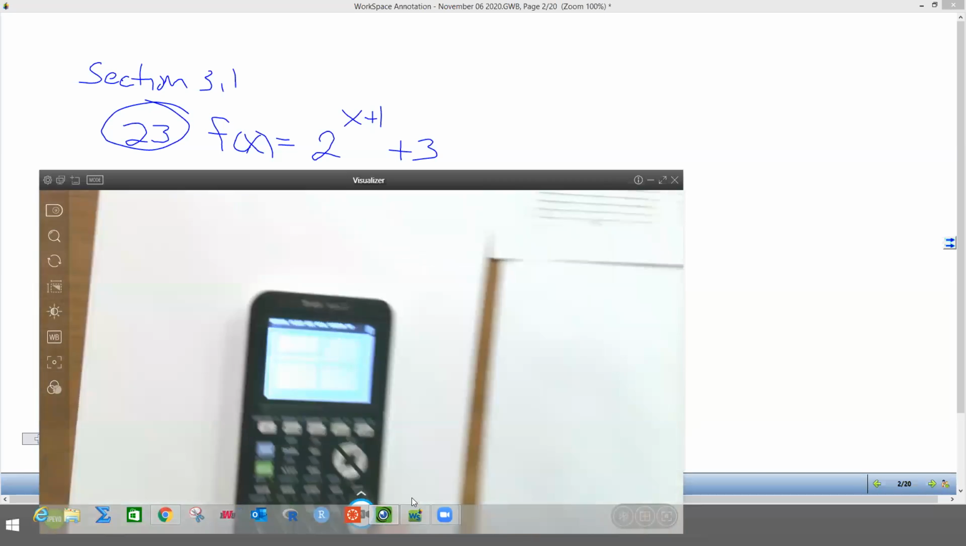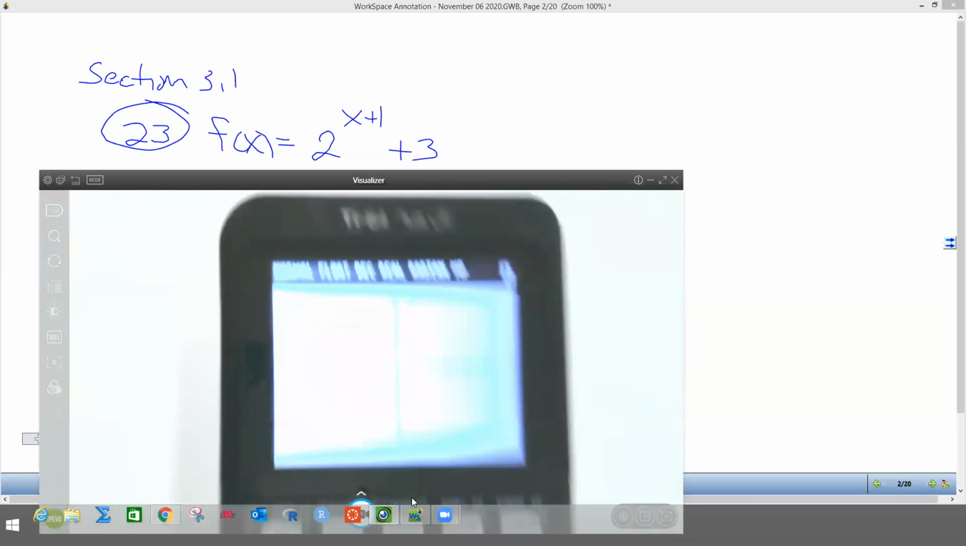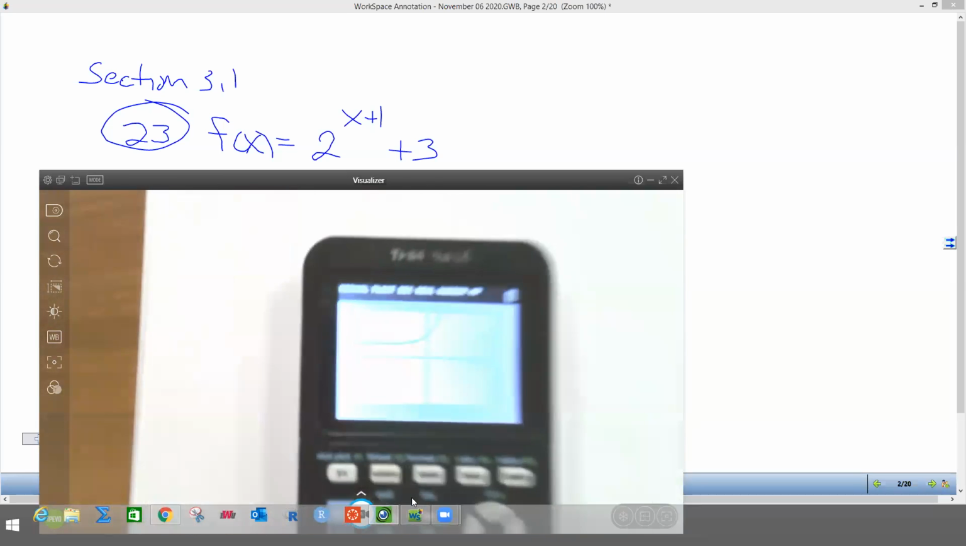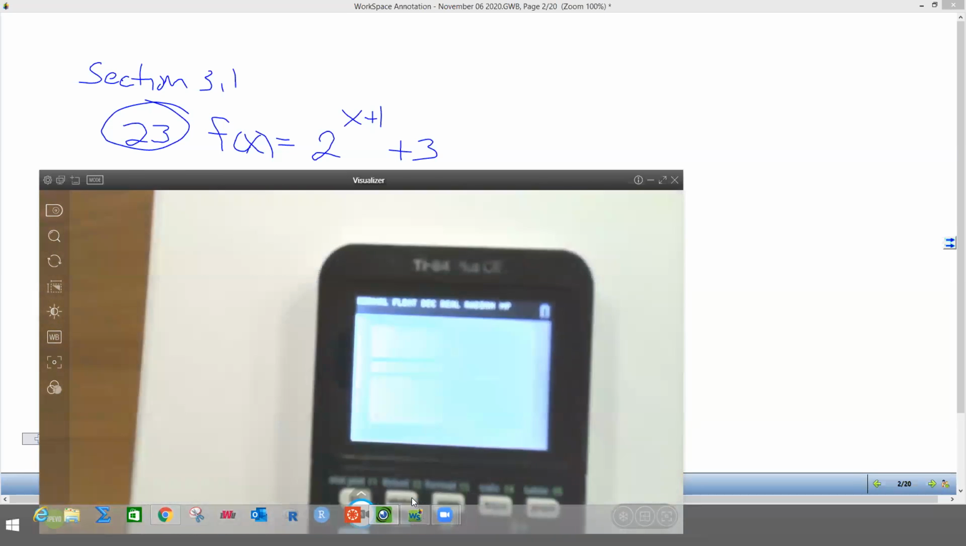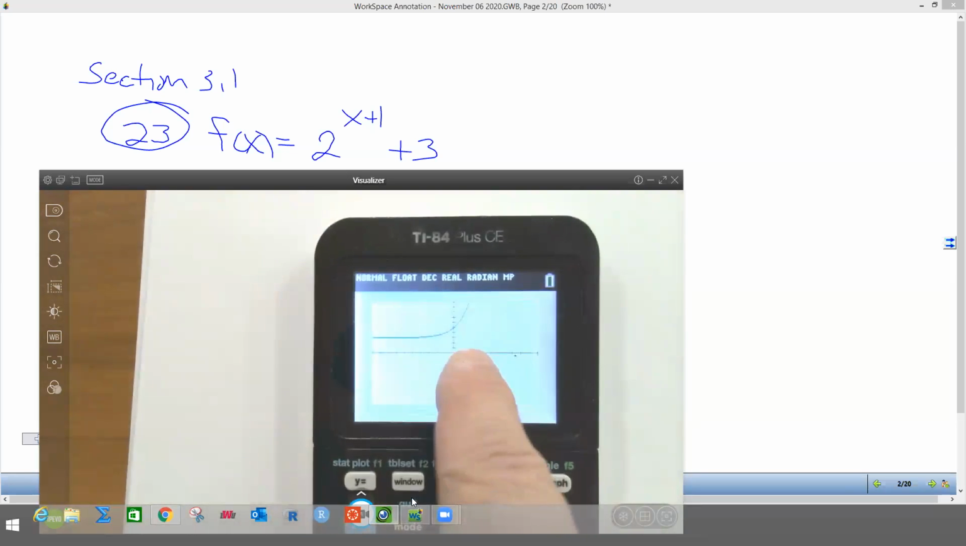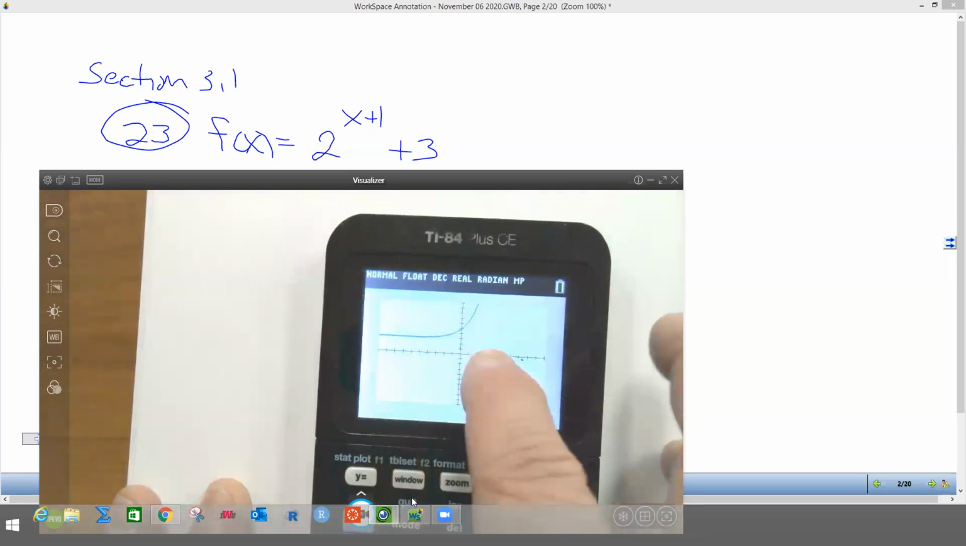So zoom in a little better on that. A little too close. Okay, so there's my graph. So if you notice, normally the x-axis is a horizontal asymptote, but since we had that plus 3, now there's a horizontal asymptote at y equals 3.